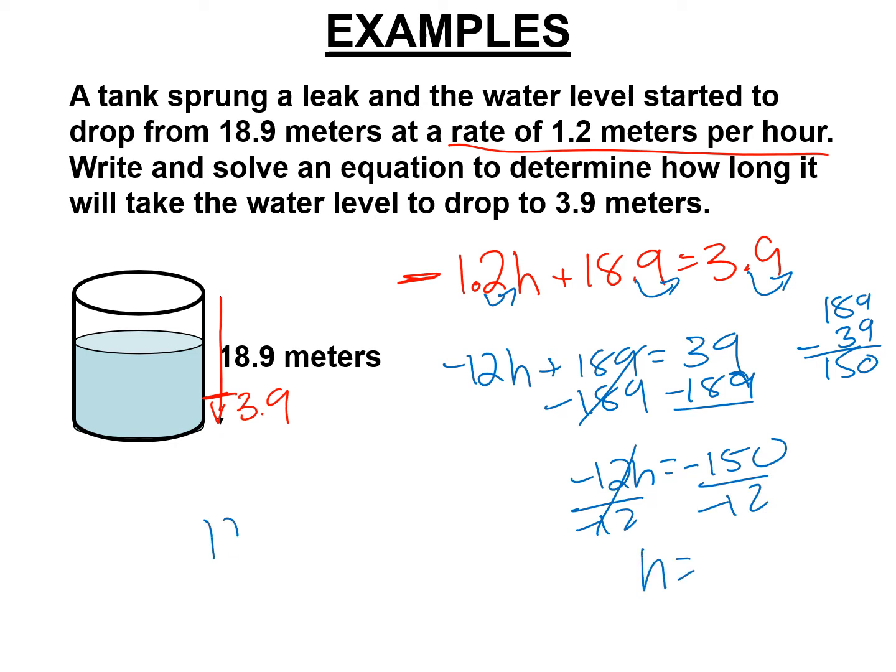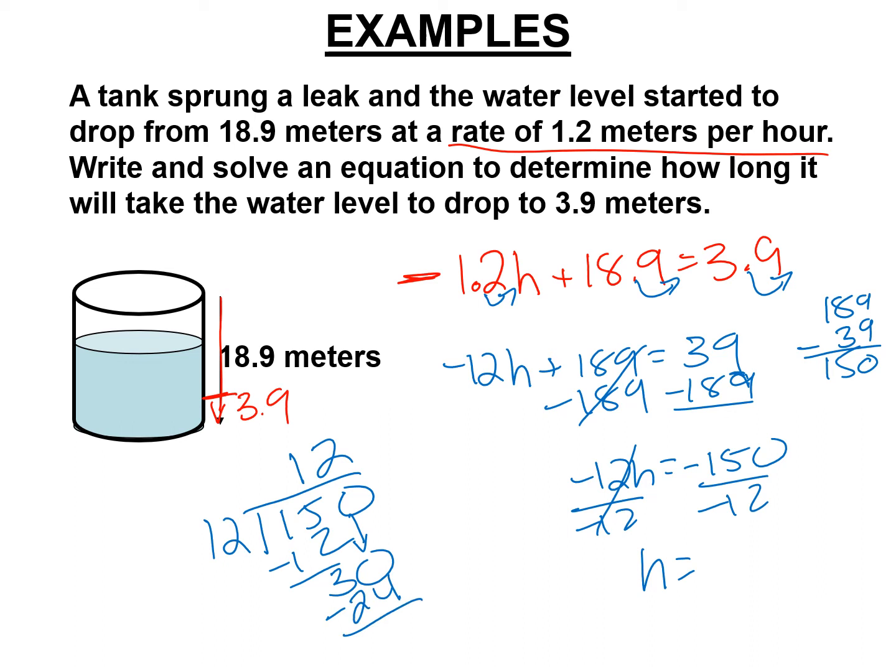All right, so what is 12 goes into 150? 12 goes into 15 once. Remainder 3. 12 goes into 30 two times. 2 times 12 is 24. Remainder 6. Decimal straight up, 0 straight down. 12 into 60, 5. It's 12.5, or 12 and a half hours.